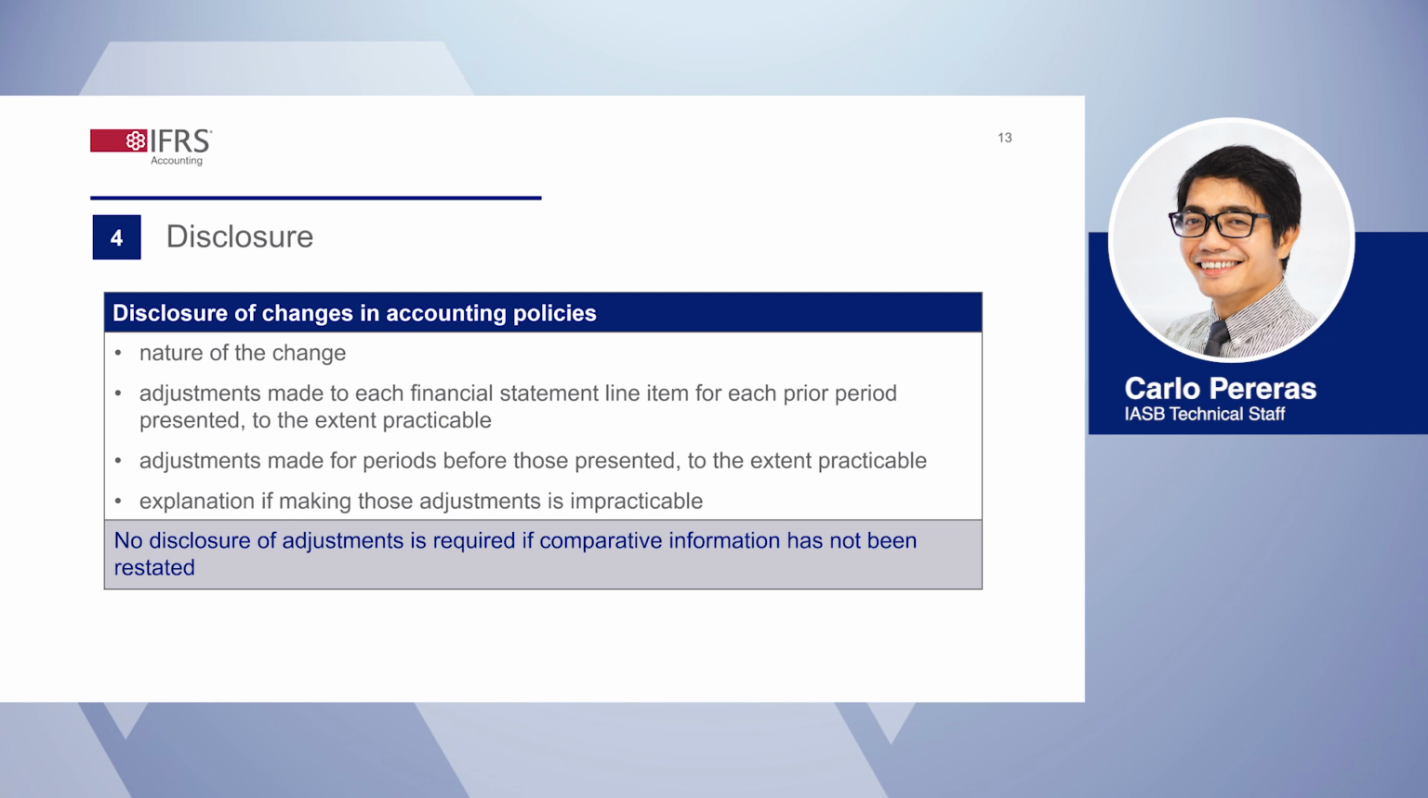The third requirement is to disclose the amount of the adjustment relating to periods before those presented to the extent practicable. The fourth requirement is to provide an explanation if it is impracticable to determine the amounts of adjustments. Lastly, Appendix A explains that if an SME has not restated comparative information in accordance with the specific transition requirements in Appendix A, then no disclosures are required about adjustments to financial statement line items.